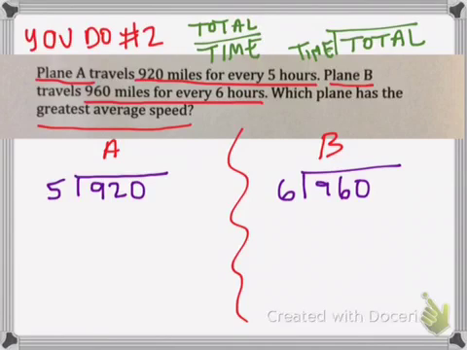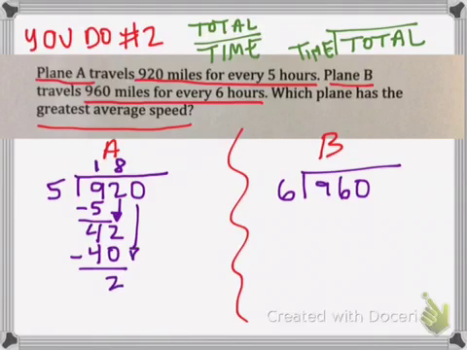Let's start with plane A. 5 can go into 9 one whole time. 1 times 5 is 5, and then I subtract, bring down my 2. 42 divided by 5, let's see, is 8. 8 times 5 I know is 40. I subtract, and then I bring down my 0. 20 divided by 5 is 4. 4 times 5 is 20, and then I subtract.